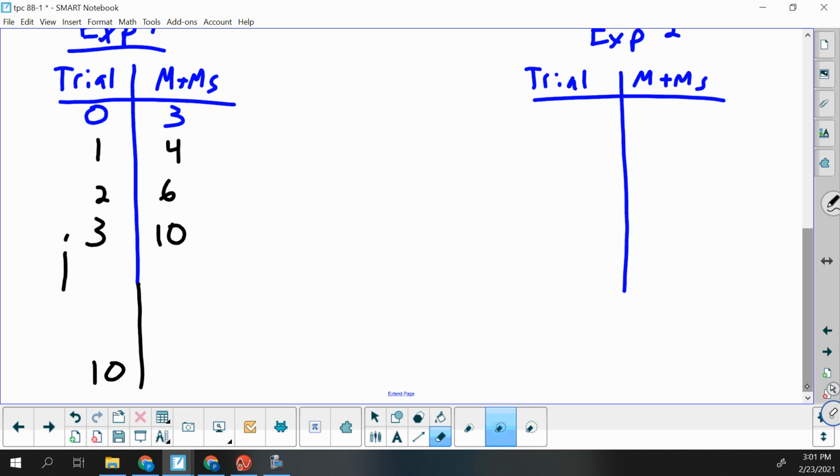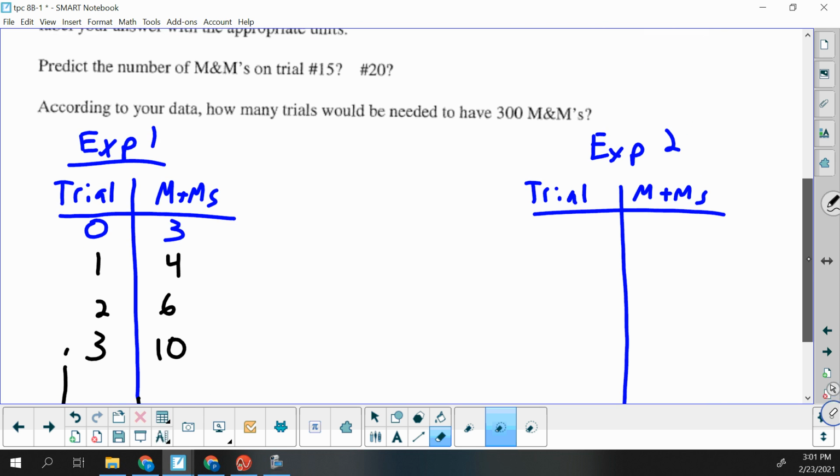Okay, so one of those two things. Go to trial 10 or when you run out of M&Ms. So that's one set of data you're going to collect. Now the other set of data you're going to collect is for experiment 2.